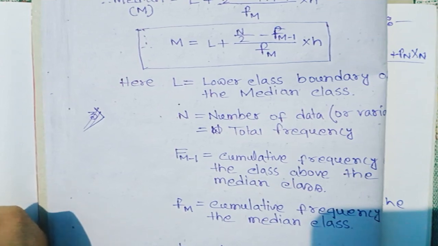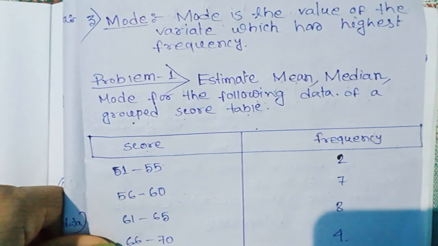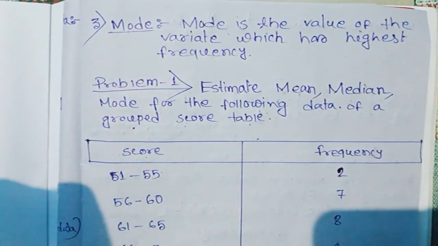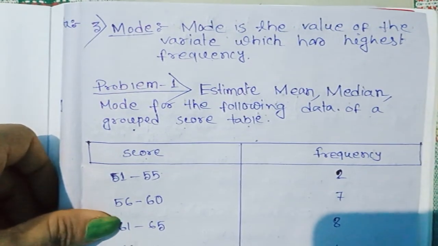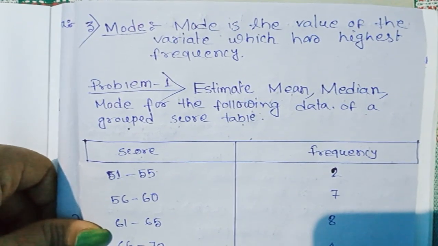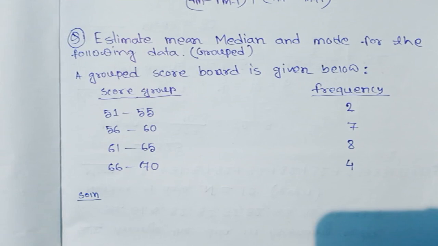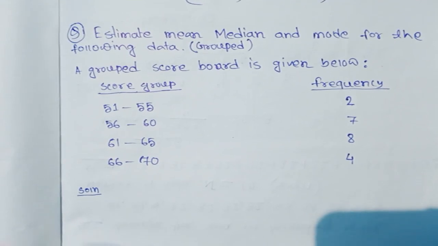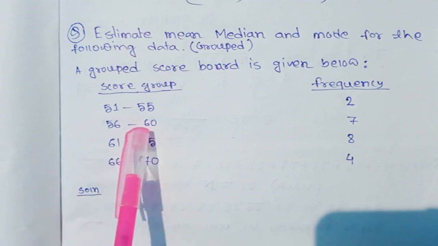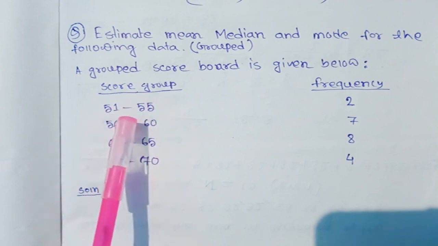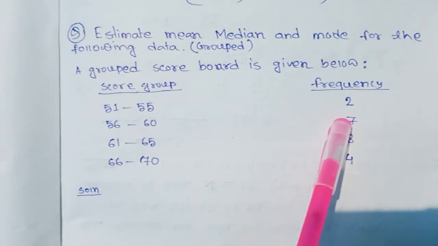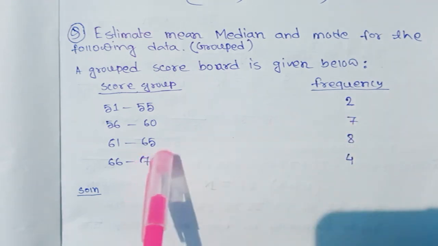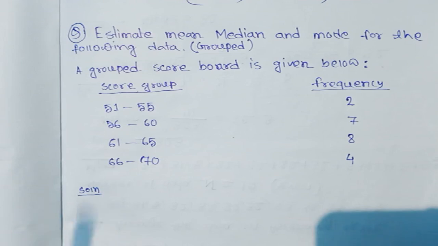By giving an example we will get a clear image of all this. And mode is the value of the variate which has the highest frequency. Okay, so let's start the problem. This is a group frequency table given. These are groups of scores, like 51 to 55. This group score is obtained 2 times and so on. For this grouped frequency table we have to estimate mean, median and mode.